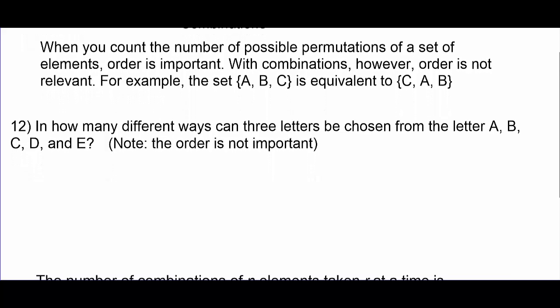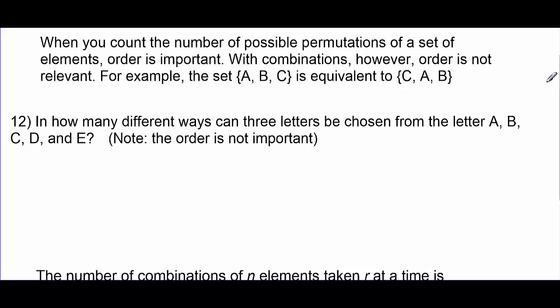All right, when you count the number of possible permutations of a set of elements, order is important. With combinations, however, order is not relevant. For example, the set ABC is equivalent to the set CAB. How many different ways can 3 letters be chosen from A, B, C, D, and E? So I'm going to start organizing a list. We've got A, B, and C, A, B, and D, and so on. Why don't you guys finish completing this list?